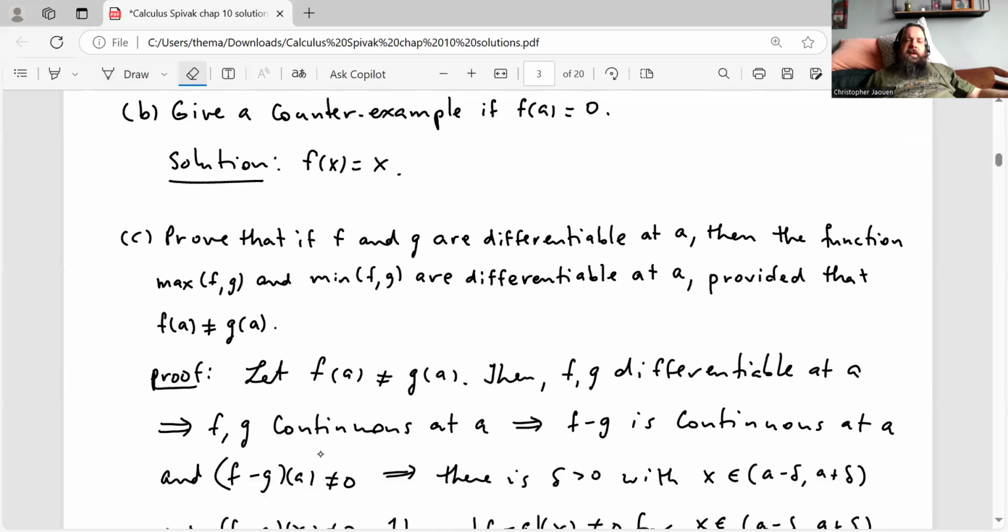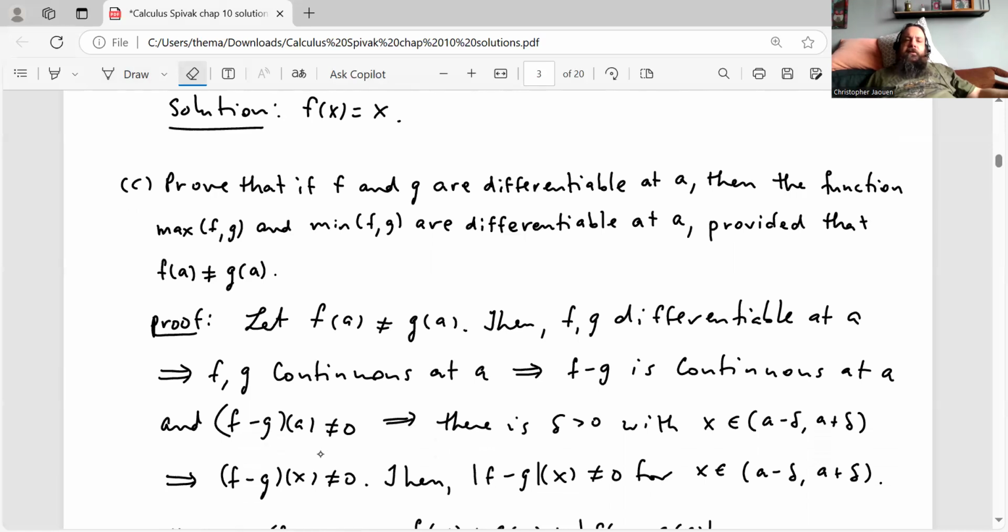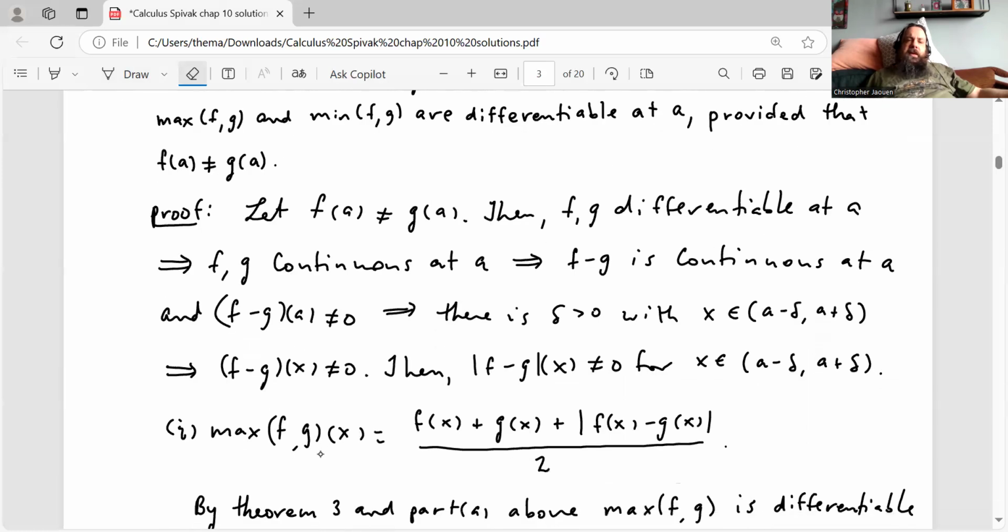Right, part C: prove that if f and g are differentiable at a, then the functions max of f and g and min of f and g are differentiable at a, provided that f of a is not g of a. So here's my proof. Let f of a not equal g of a. Then f and g differentiable at a implies f and g continuous at a, which implies that f minus g is continuous at a, and f minus g of a is not zero. That implies there's a delta greater than zero such that x in that delta neighborhood around a implies f minus g of x is not zero, right? Similar reasoning to what we had up above. Then absolute value f minus g of x is not zero for x in that delta neighborhood.